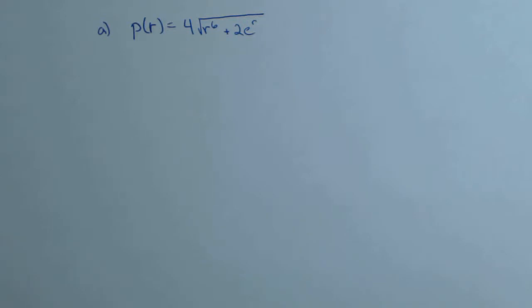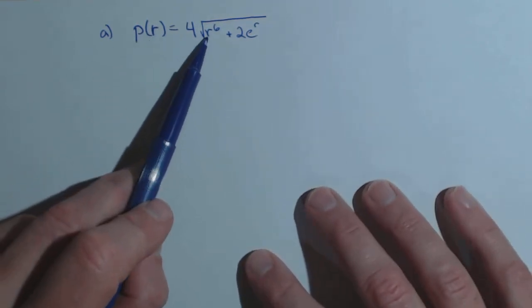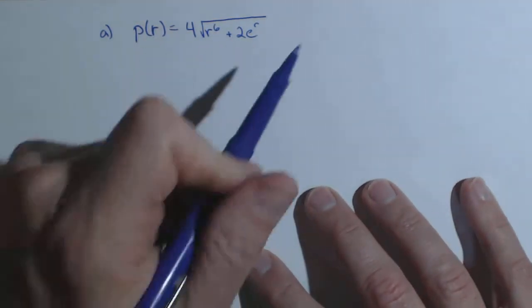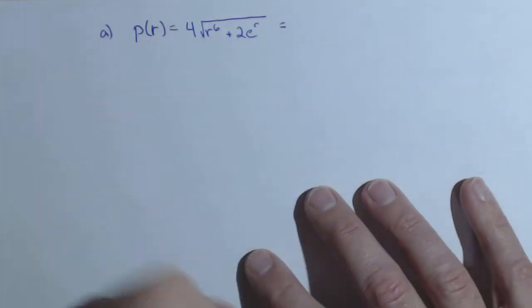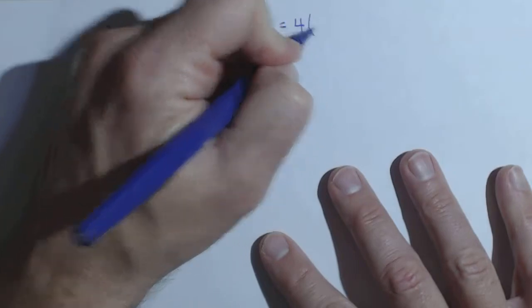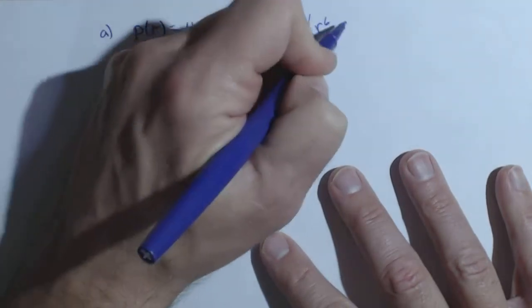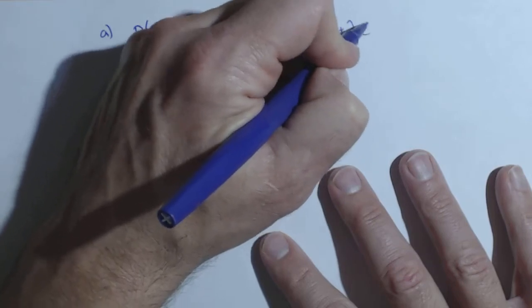In this video, we're going to find a few derivatives and talk about what rules we're using to find them. So our first function is p of r equals 4 times the square root of r to the 6th plus 2e to the r. Now, a lot of times with radicals, when we do derivatives, the first thing we'll do is rewrite them as an exponent. So that's going to be r to the 6th plus 2e to the r, to the 1/2.